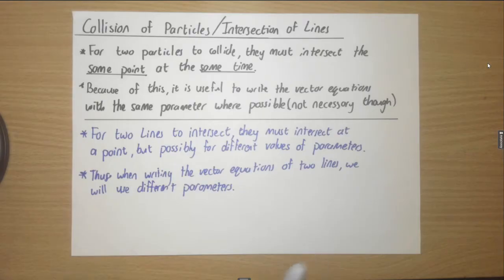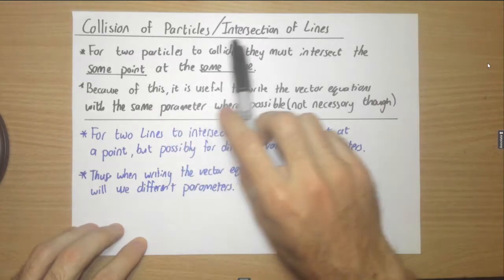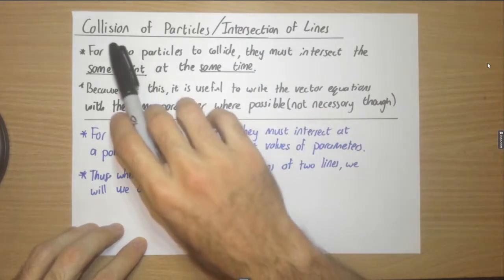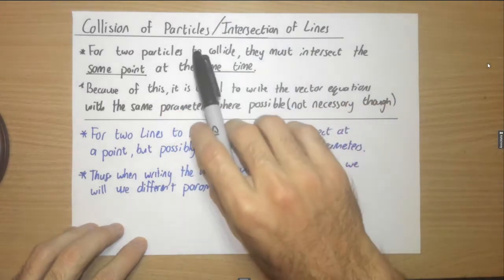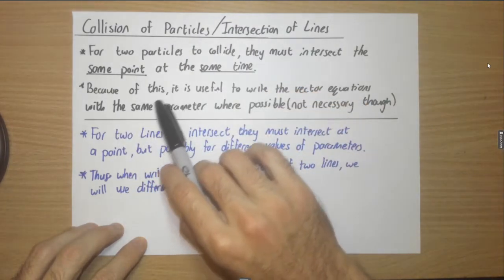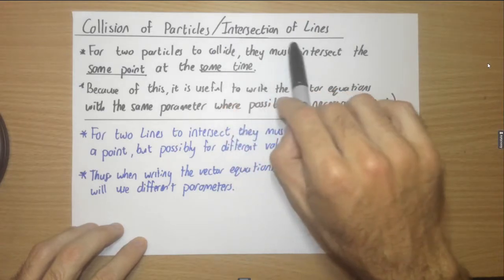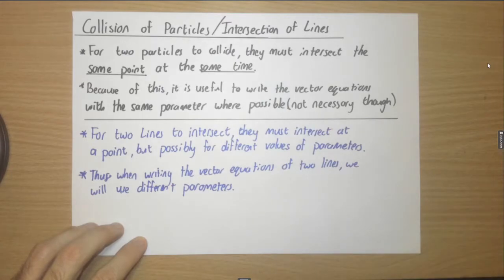Hi guys, so in this video I'm going to be talking about the collision of particles and the intersection of lines. And I just want to make sure that we distinguish between the collision of a particle and what the intersection of a line is. A particle may travel along a line, but it only exists on that line at one point at one time. Whereas an intersection of a line, we're just looking for where two lines intersect each other at a point.